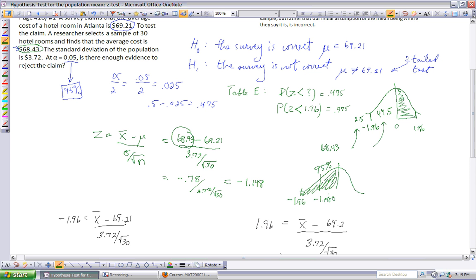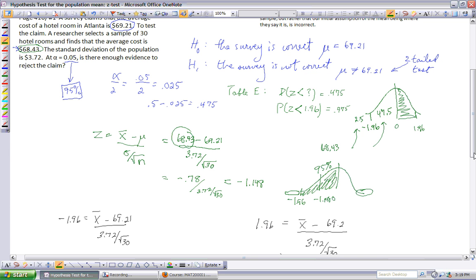In fact, it's not even close to being conclusive evidence that we can reject the null. It would have to be way out here, or out here in this tail. So you might ask yourself the question, if I did a sample of 30, 78 cents of difference isn't enough for me to conclude that their mean is wrong. What value would allow me to conclude that the survey was wrong?